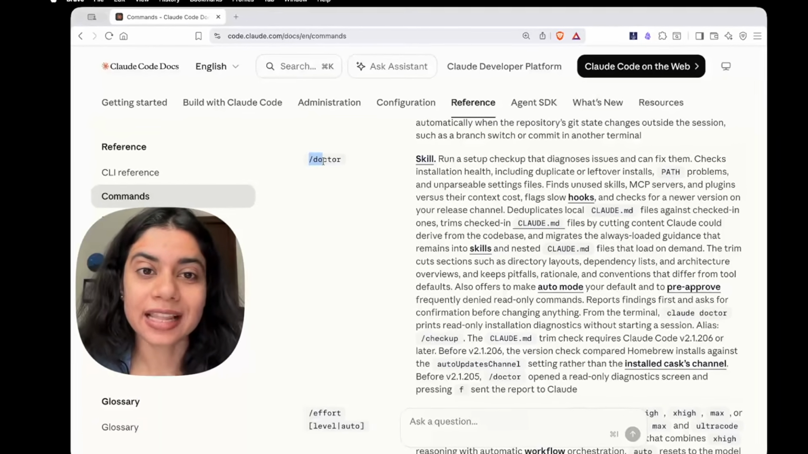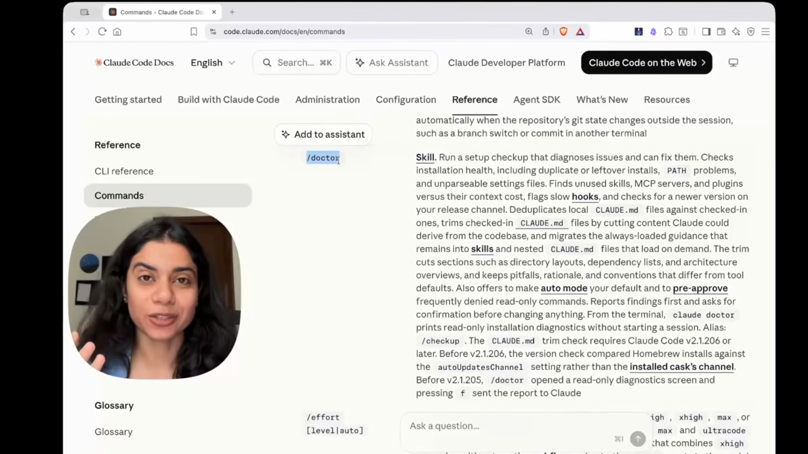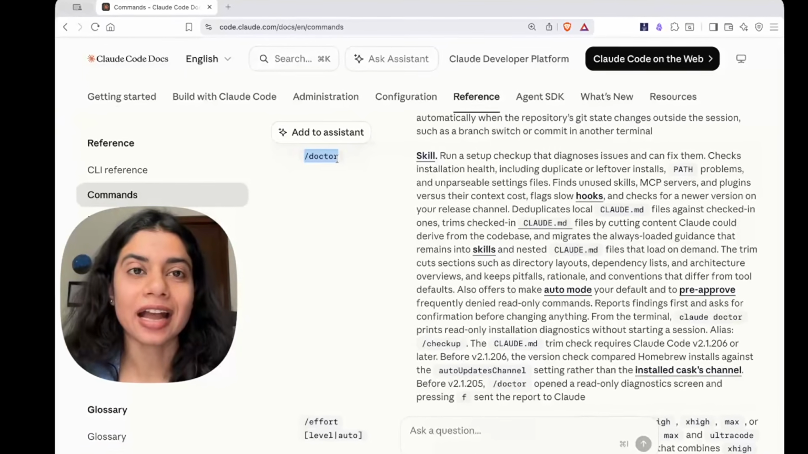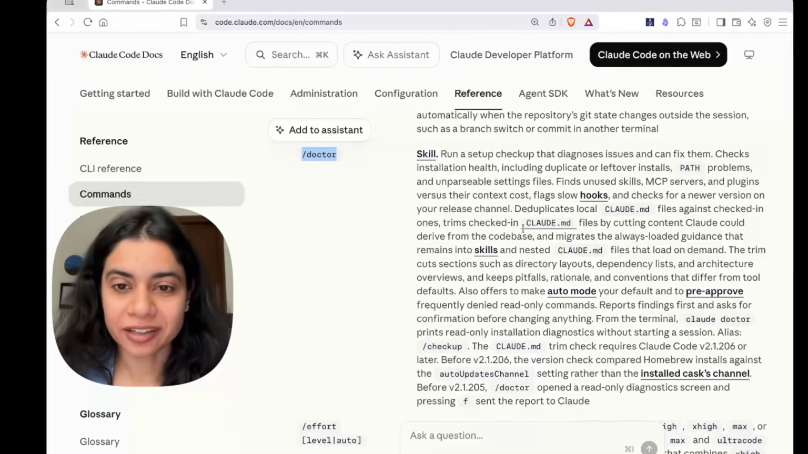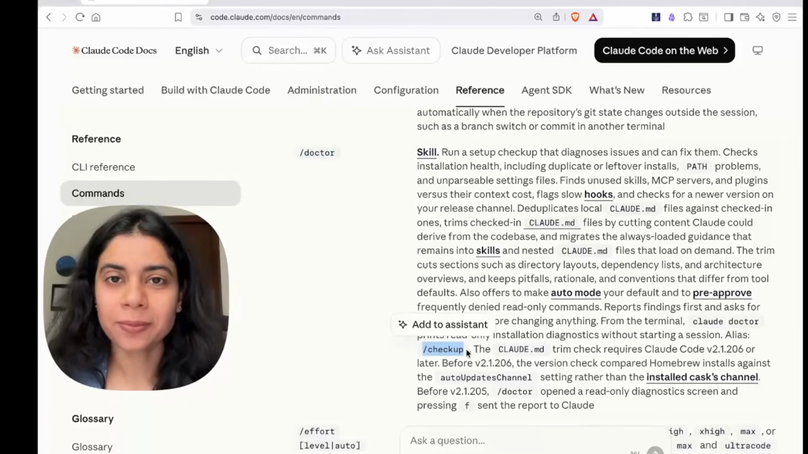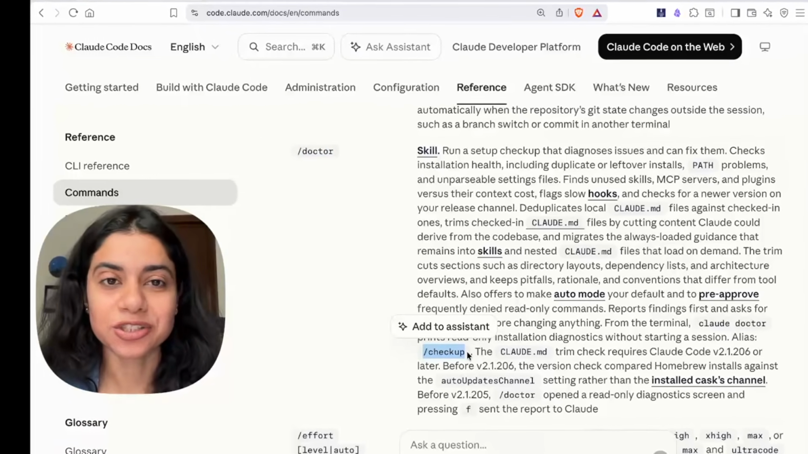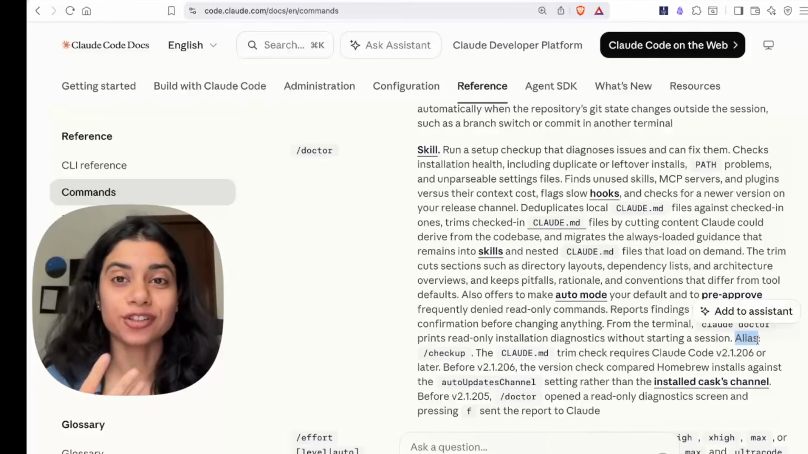As you might know, /doctor is the skill that you can use for the setup checker. And you might also see it being referenced as /checkup. It is the same thing. /checkup is just an alias for doctor.